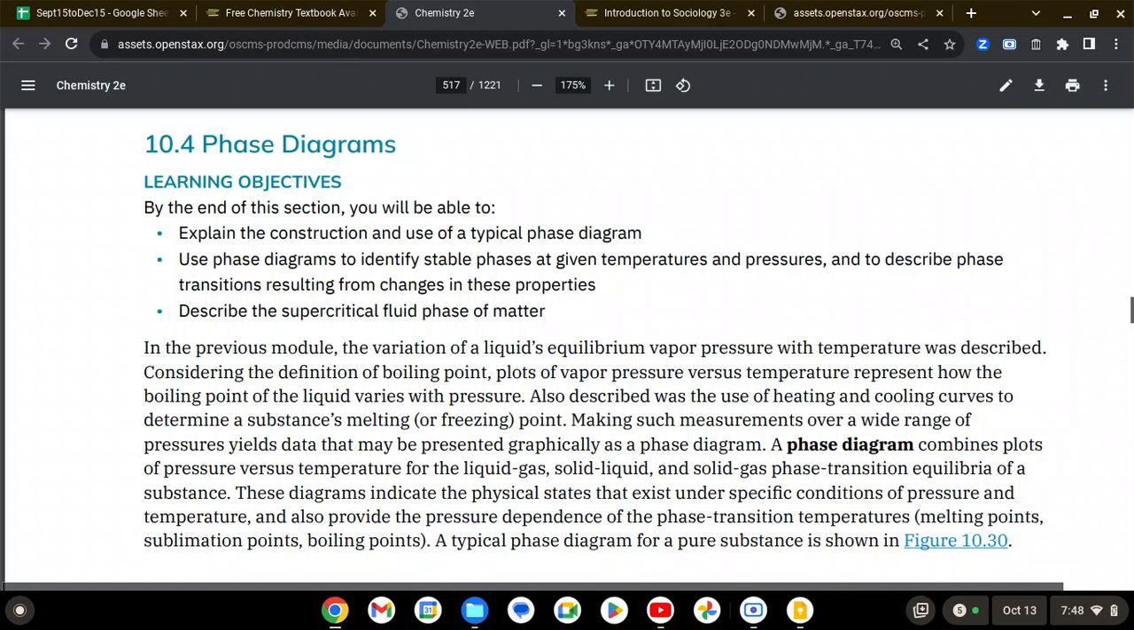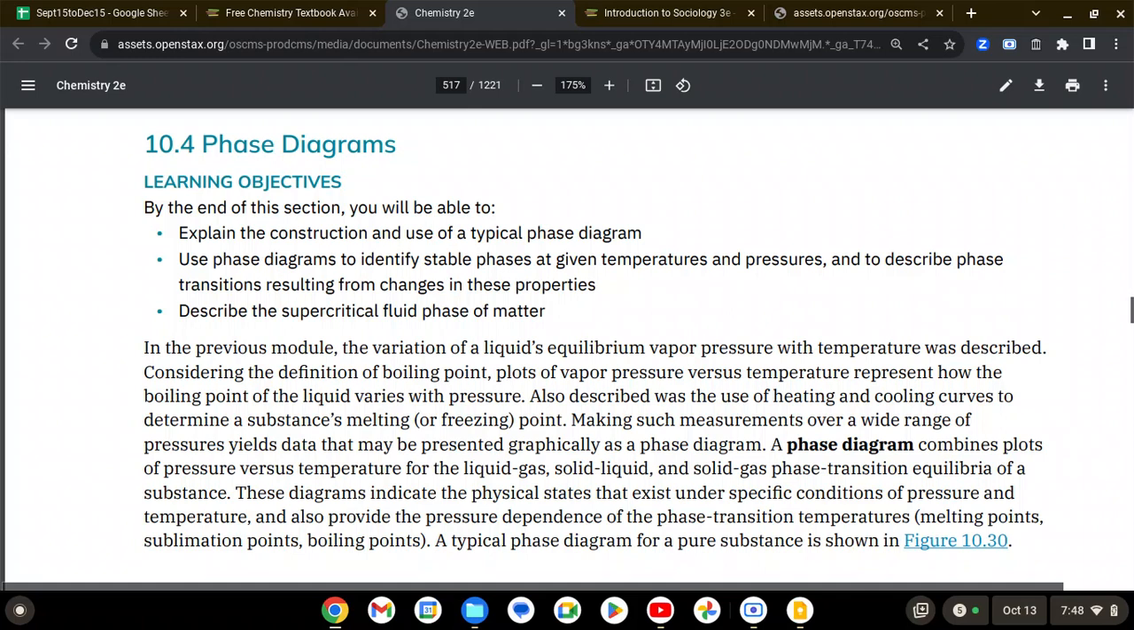In the previous module, the variation of a liquid's equilibrium vapor pressure with temperature was described considering the definition of boiling point. Plots of vapor pressure versus temperature represent how the boiling point of the liquid varies with pressure. Also described was the use of heating and cooling curves to determine a substance's melting or freezing point. Making such measurements over a wide range of pressures yields data that may be presented graphically as a phase diagram.